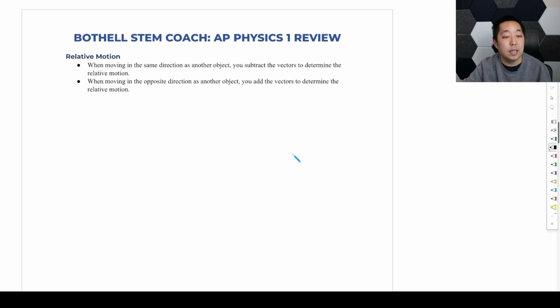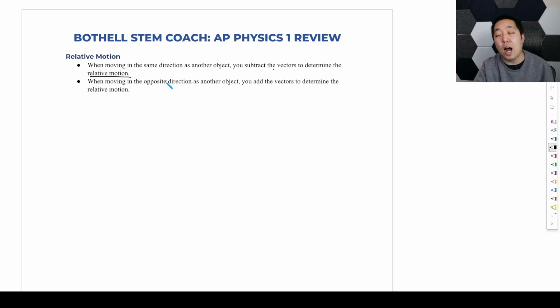Okay? And the last part, which is a little bit new or a little bit more in depth for AP Physics 1 for you guys in 2025 or later, is relative motion. When 2 objects move in the same direction, you subtract their velocity vectors to determine the relative motion, or the motion from their perspective.